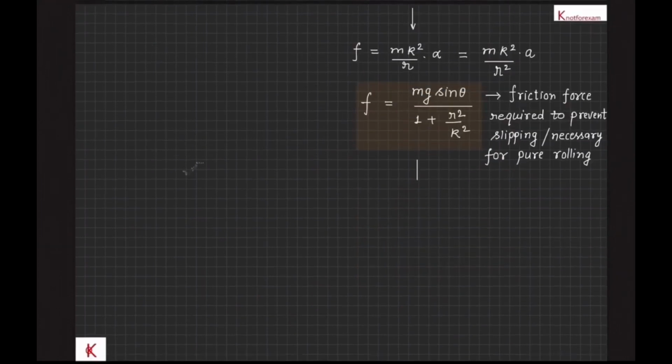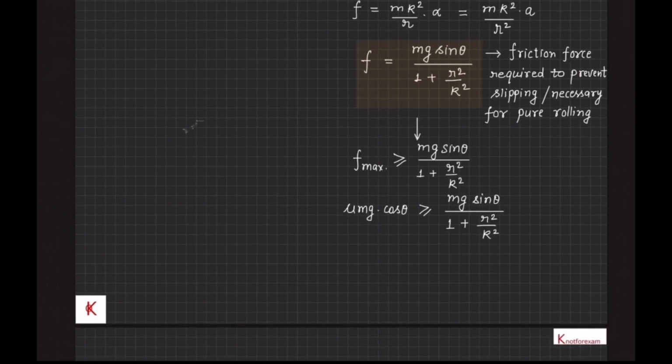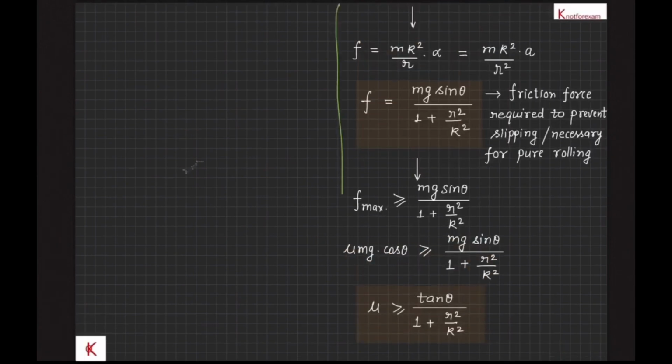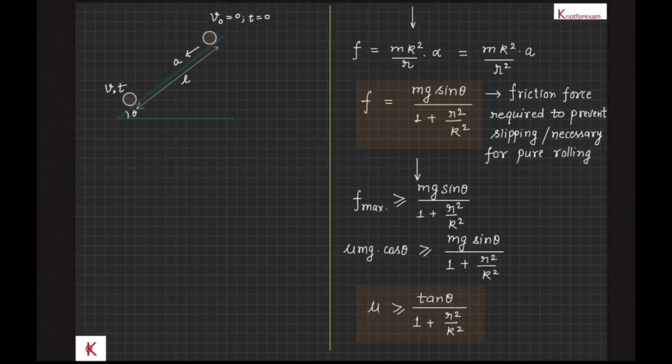Therefore, maximum value of friction force applied by the surface, that is mu N, must be greater than or equal to mg sin theta upon 1 plus R square by k square, or mu mg cos theta greater than or equal to mg sin theta upon 1 plus R square by k square, or mu greater than or equal to tan theta upon 1 plus R square by k square. Therefore, minimum coefficient of friction required for pure rolling will be tan theta upon 1 plus R square by k square. Now let the body be released from rest.